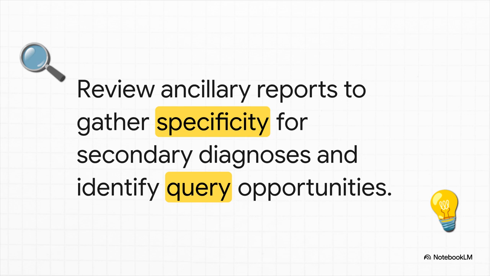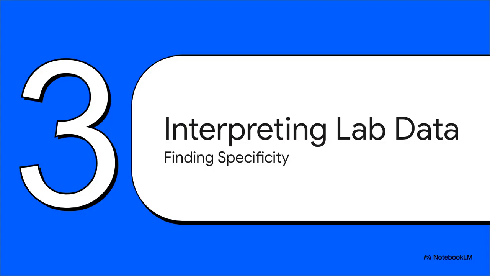We meticulously review these reports to extract maximum clinical specificity. We use all this data to specify secondary diagnoses, our CCs and MCCs, the comorbidities and major complications. These findings are an absolute goldmine. They help us spot documentation gaps, which lets us trigger compliant physician queries and accurately capture the true severity of the patient's illness. Which brings us to Section 3, Interpreting Laboratory Data.